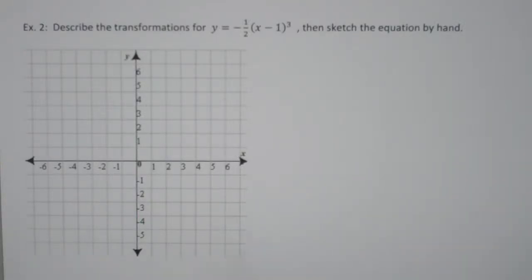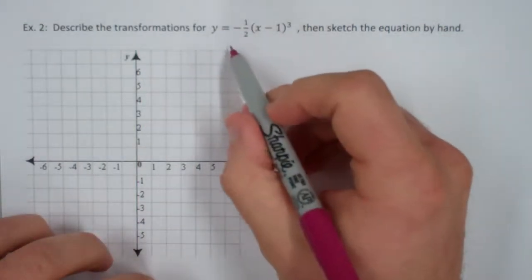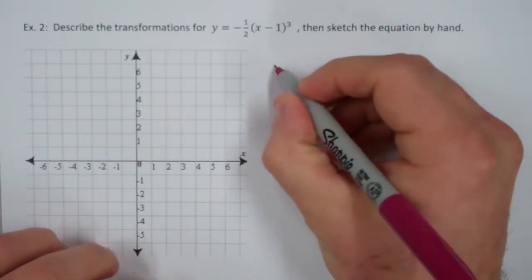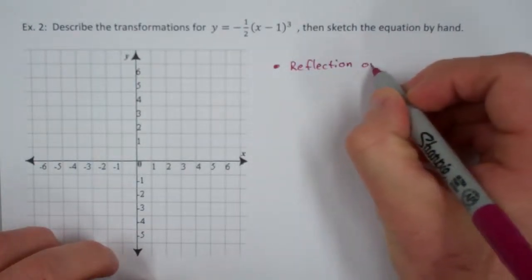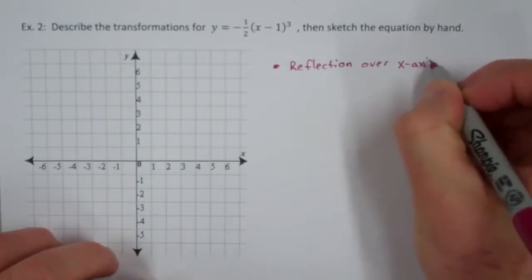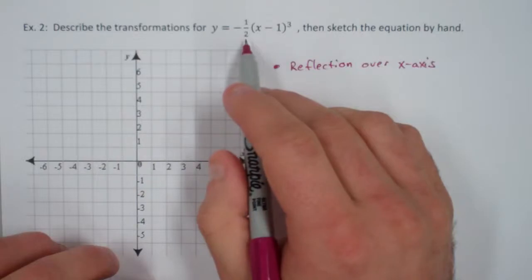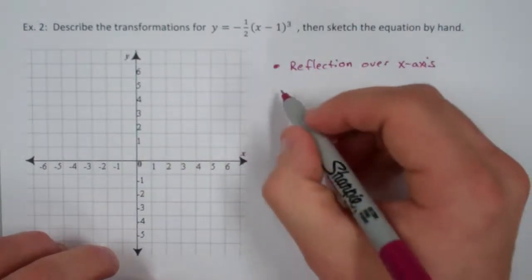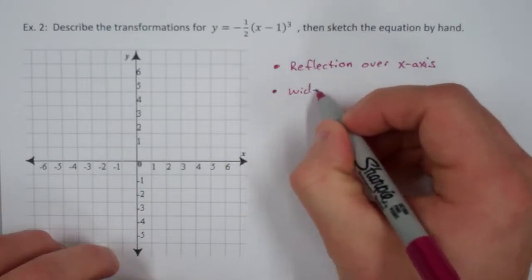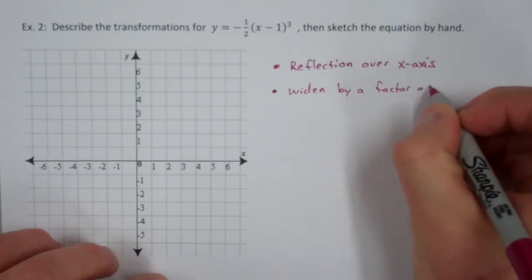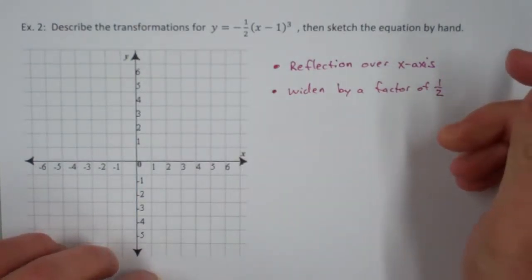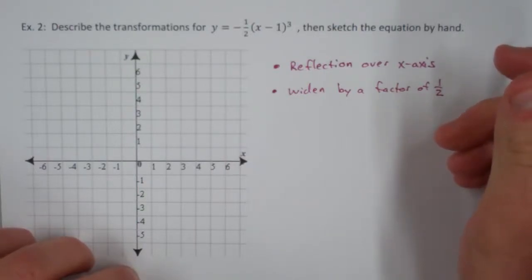In this example, we're going to describe the transformations for this equation, and then we'll sketch the equation by hand. So if we look here, A is negative, so we know right off the bat that there will be a reflection over the x-axis. And also, the absolute value of A is 1/2. So this one will widen with respect to the y-axis by a factor of 1/2. In other words, all the y values are going to be 1/2 of the parent function.